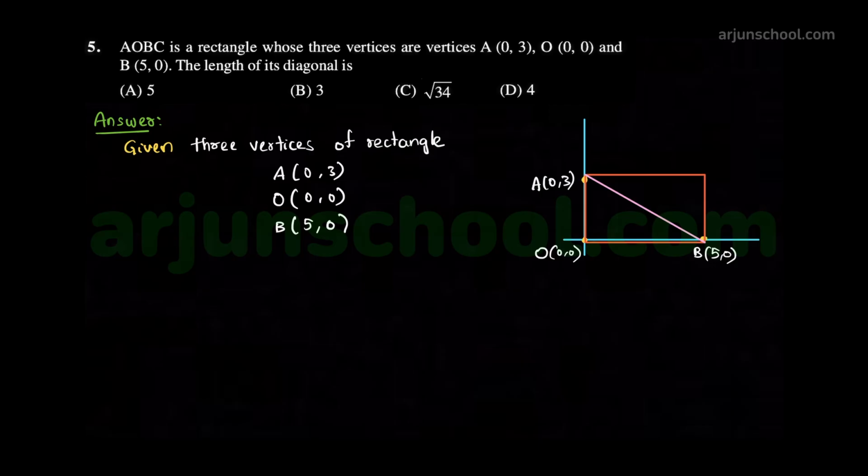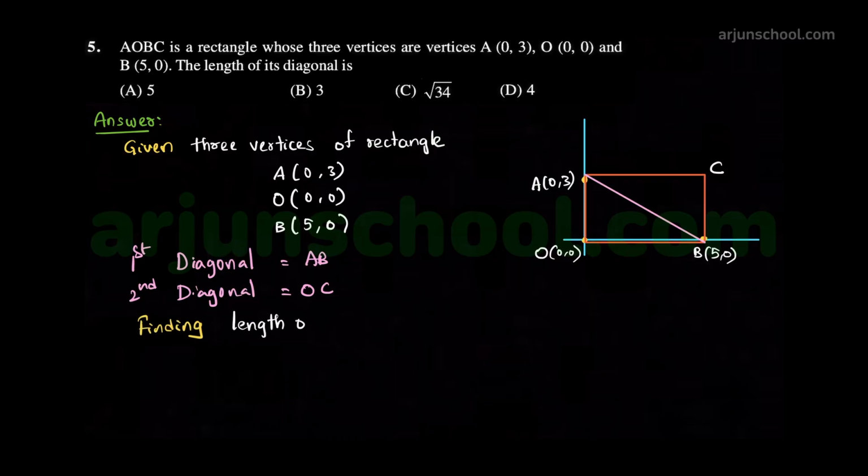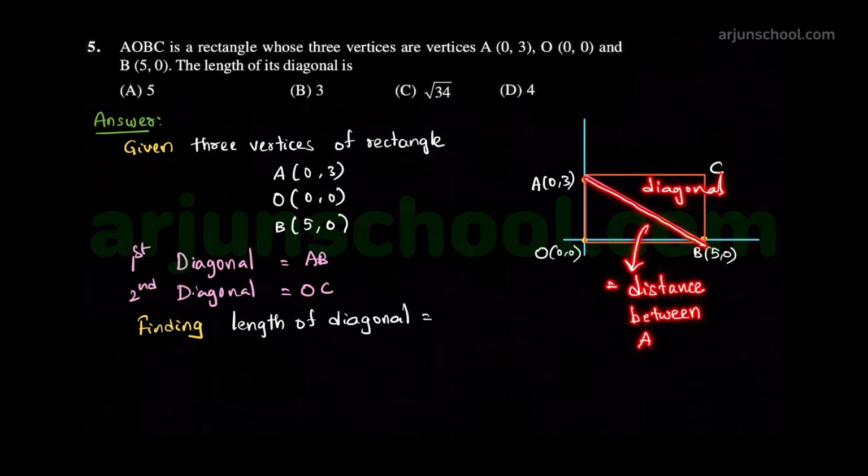And what is the diagonal? Diagonal is AB, the first diagonal, and the second diagonal is OC. In a rectangle there are two diagonals and the lengths of these two diagonals are equal. Therefore, finding the length of AB is the same as finding the length of OC. So let us find the length of the diagonal AB. And what is its length? It is the distance between the points A and B.